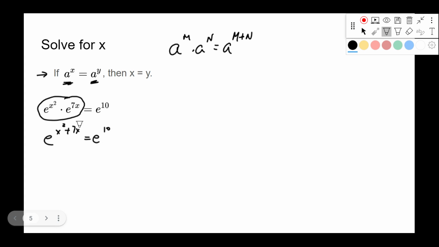Okay, can't add them. They're not like. But now I have two bases that are the same, one on one side and one on the other. So now that means the exponents are equal. X squared plus 7x must equal 10. And now I have to solve this for x.